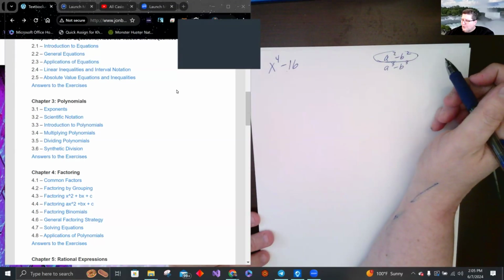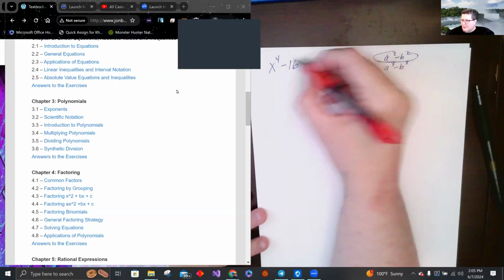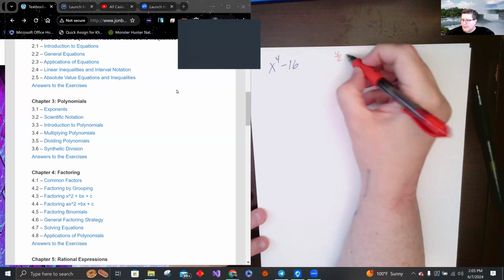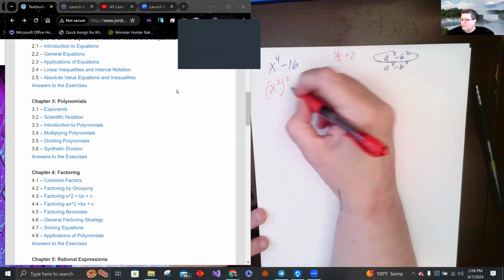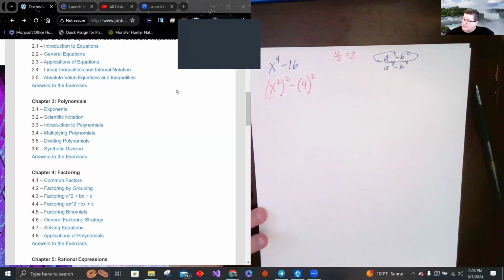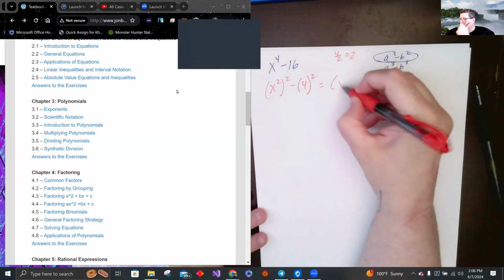So the way to do that is just divide that 4 by 2. And we'll get a 2. That tells me what I need for the exponent here. And what makes 16 when you square it is 4. So when we do difference of squares, we've got x squared minus 4, x squared plus 4.